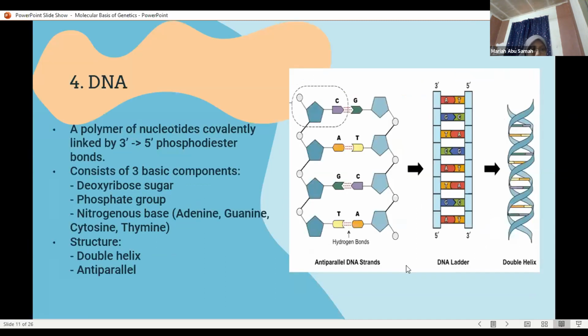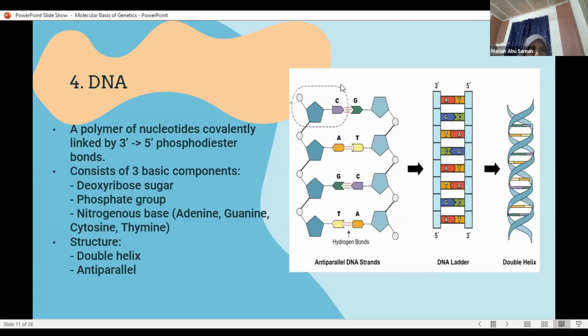Next is DNA. DNA stands for deoxyribonucleic acid. It is a polymer of nucleotides covalently linked by 3' to 5' phosphodiester bonds. It consists of three basic components, which are deoxyribose sugar, phosphate group, and also nitrogenous base. Nitrogenous base can be adenine, guanine, cytosine, or thymine. These three basic components will make up a nucleotide.